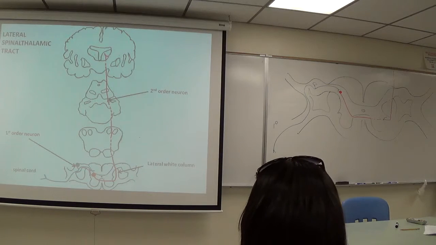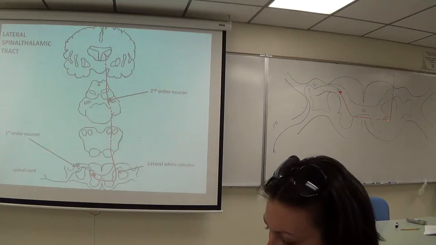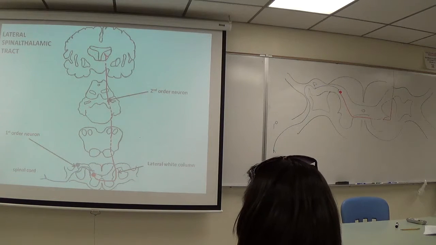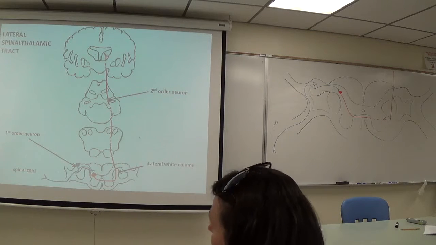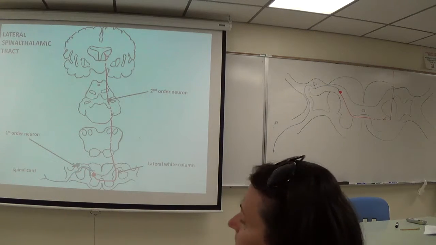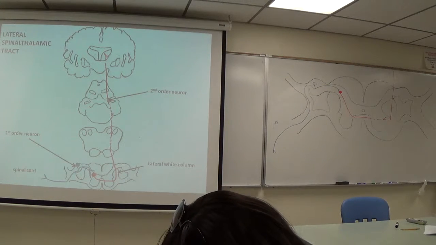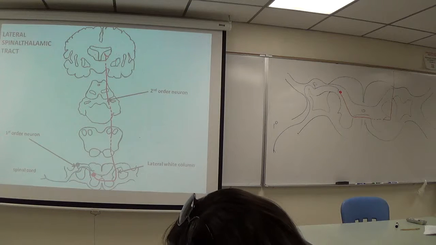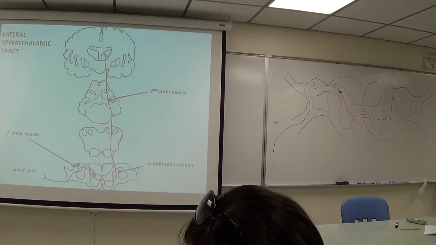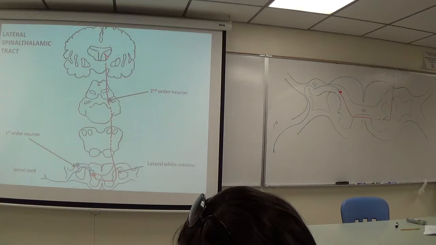So all of those neurons going up in the lateral white column form the lateral spinal thalamic tract. It's going to look just like the medial lemniscus does in the brainstem, only it starts lower down. But we don't call it medial lemniscus or lateral lemniscus, we just call it the lateral spinal thalamic tract. The tract is a bundle of nerve fibers that all carry the same information.